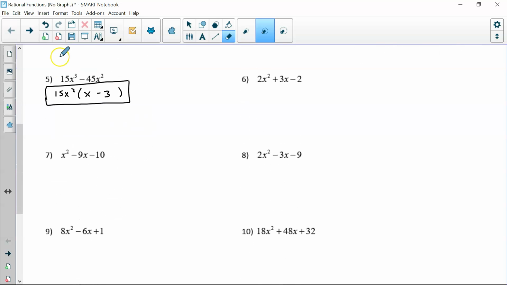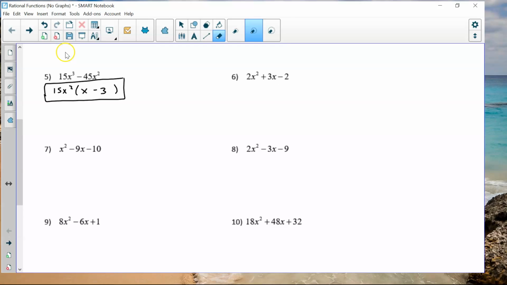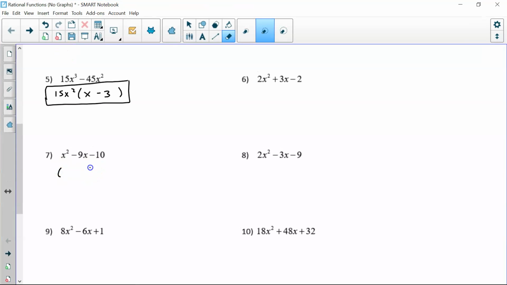Number 7 is a more traditional one, like we're used to. X and x. Now, because it's just an x squared, we want to think about what numbers multiply to negative 10 and add to negative 9. To multiply to negative 10 and add to negative 9, we'd need a negative 10 and a positive 1. So it'd be x minus 10, x plus 1. Can't factor any further. There we go.